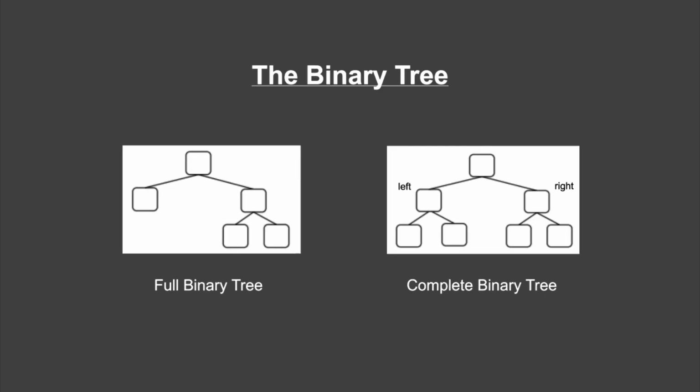So in a binary tree, each node can have at most 2 children. We have a left child and a right child. This simple constraint makes them incredibly powerful and efficient. Within binary trees, you sometimes hear the terms full and complete. A full binary tree is one where every node has either 0 or 2 children, and a complete binary tree is even stricter. It's a full tree where all the leaves are on the same level.